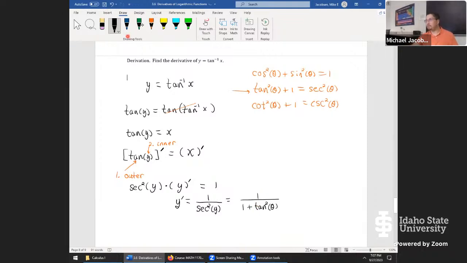Oh, and I did make a mistake. Sorry about that, folks. I put tangent squared theta. I was looking at that a little bit too closely. Instead of theta, what should it really be? Exactly, it should have been the original independent variable y from over here. Let's put that correct value in. 1 plus tangent squared y.